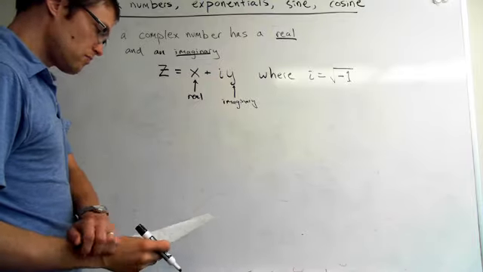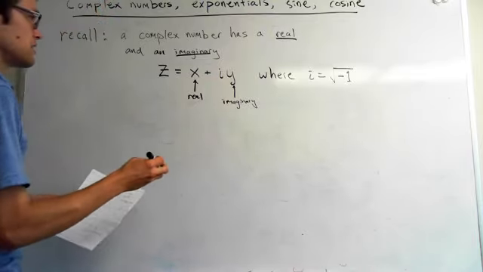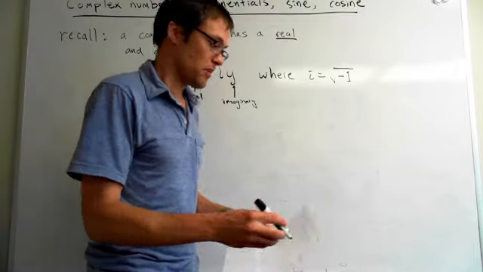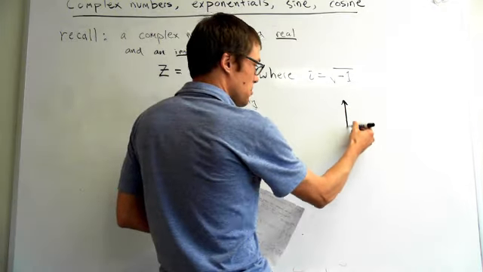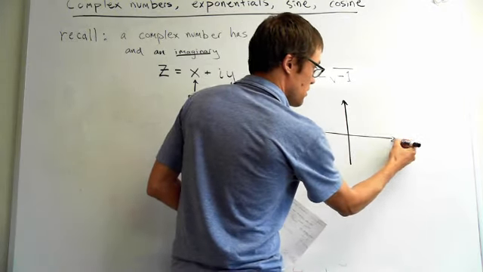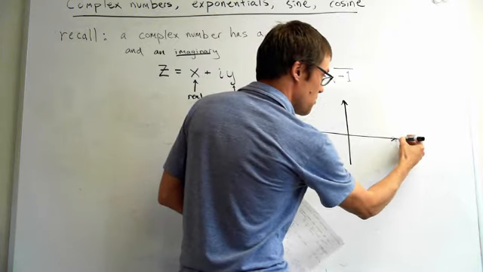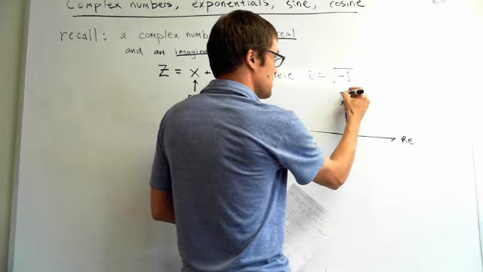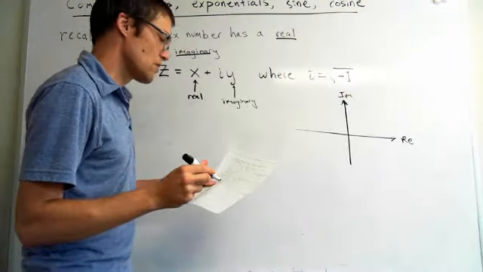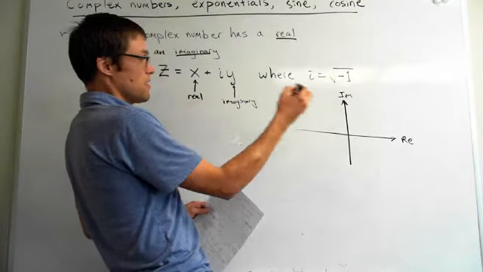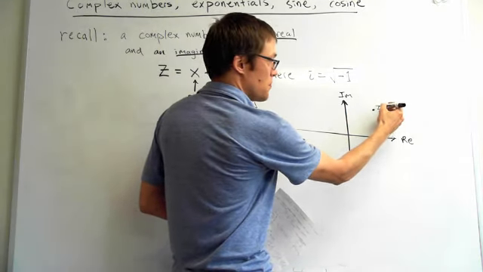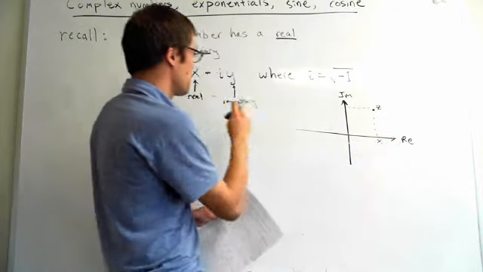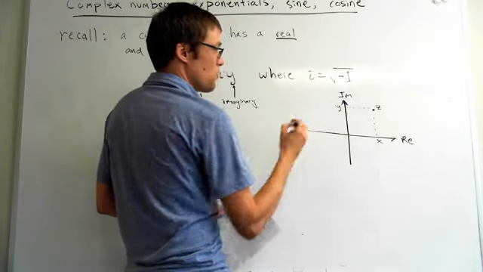Okay, so now, one common way to think about and graphically learn some things about complex numbers is to look in the complex plane. The complex plane is just a two-dimensional plane where one axis is the real axis and the other axis is the imaginary axis. And say z is some number sitting out here, and that is sitting at the point where the real part is x and the imaginary part is y.